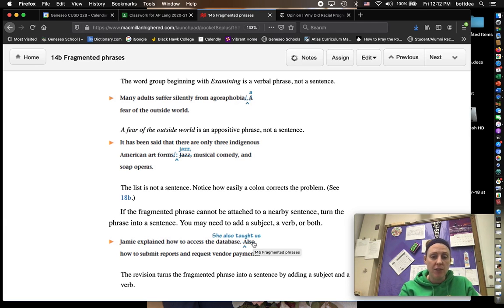So if we read out loud the fragment here, also how to submit reports and request vendor payments, that's just confusing. We don't have a subject. We don't know who's doing it. This is not really a main verb. But when we realize that this sentence is just trying to explain what it is that Jamie's telling us, now we can rewrite it by re-indicating Jamie using the pronoun she and then get another verb here: she also taught us how to submit reports and request vendor payments. So again, try to pull them into a nearby sentence or rewrite it if you have to.